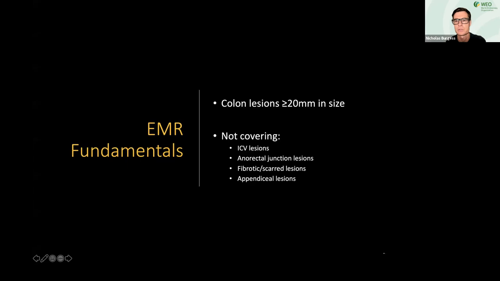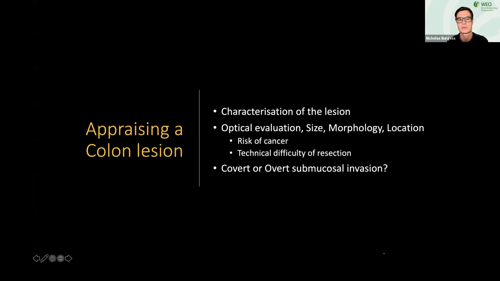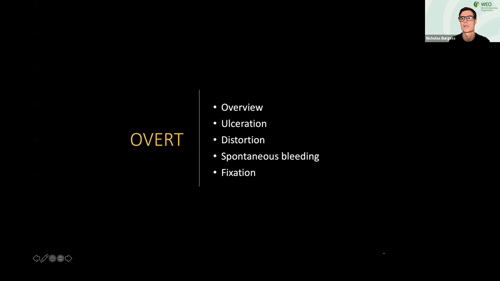I'm going to focus on colon lesions over 20 millimeters in size. And because it's a limited talk, I'm not going to cover lots of the tricky things: ileocecal valve lesions, anorectal junction lesions, fibrotic lesions, appendiceal lesions. I'm just going to go for the things that I think are fundamental to performing good EMR and having good outcomes for your patient. One of the key things is appraising the lesion, optical evaluation, evaluating whether or not there's cancer or submucosal invasion, and then deciding on which technique you're going to use.